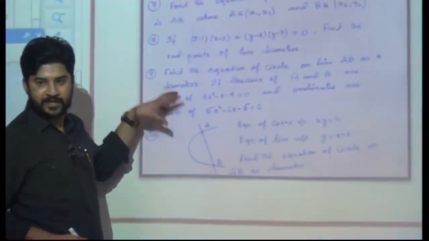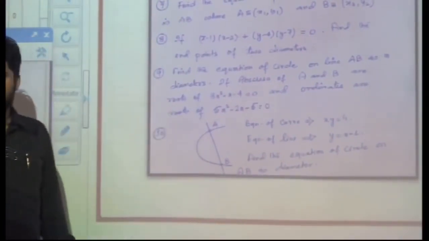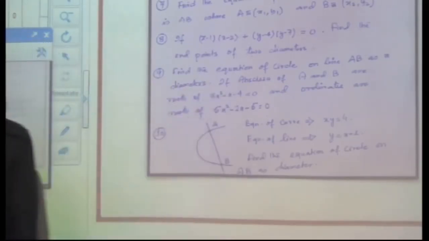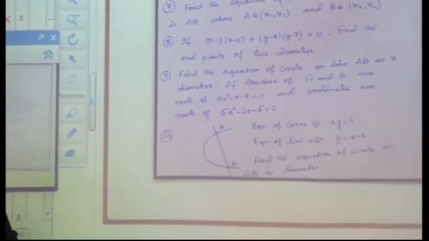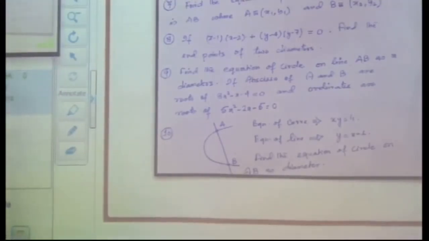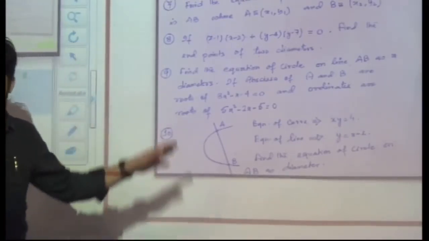Now this question has more application, better application here. What do you see in the ninth question? Just read it out. I want to check whether it is visible to you guys or not. Just you at the back, please read it out. Find the equation of the circle on line AB as a diameter, if the abscissas of A and B are roots of 3x squared minus x minus 4 equals 0 and the ordinates are roots of 5x squared minus 2x minus 5. So excellent, it's visible, right?